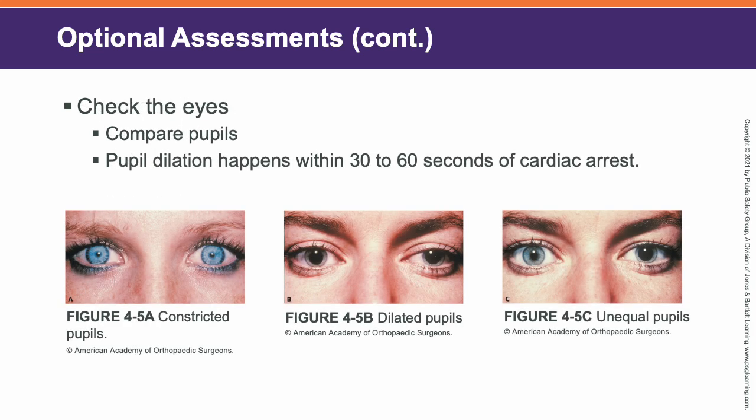Okay. We may also check their eyes, compare the pupils. Pupil dilation, meaning this middle picture, your pupils get really large, can happen within 30 to 60 seconds of cardiac arrest. So if somebody's starting to show signs and symptoms of cardiac arrest and you also see that, there's a good chance that their heart is stopped. Okay. Also, if their pupils are 2 different sizes, like this last picture, if they're unequal, that could be a sign of some really bad neurological conditions. So that may be something that we look at as well.